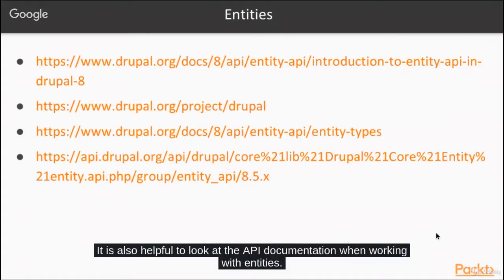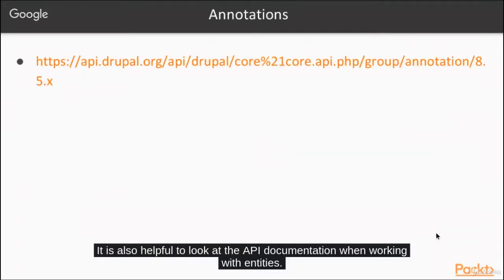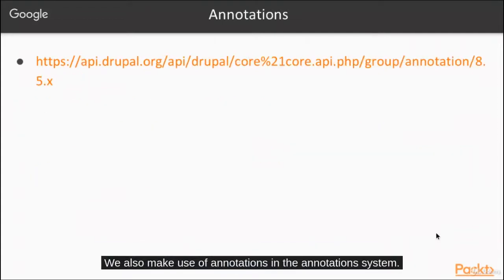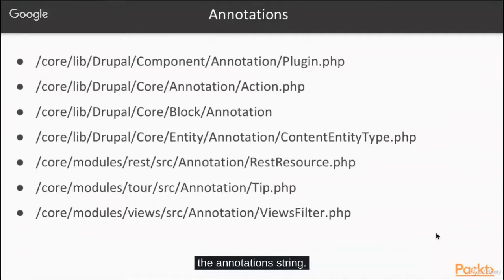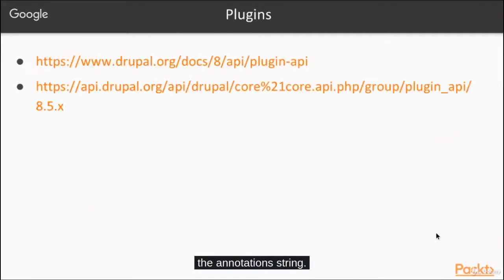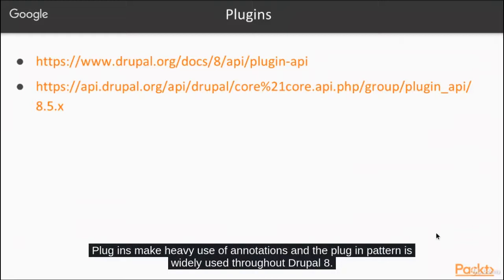It is also helpful to look at the API documentation. When working with entities, we also make use of annotations in the annotation system. Find out more about annotations in the API documentation. You can also look at examples of things in core that define their annotation types by searching for the @annotation string. Plugins make heavy use of annotations, and the plugin pattern is widely used throughout Drupal 8.